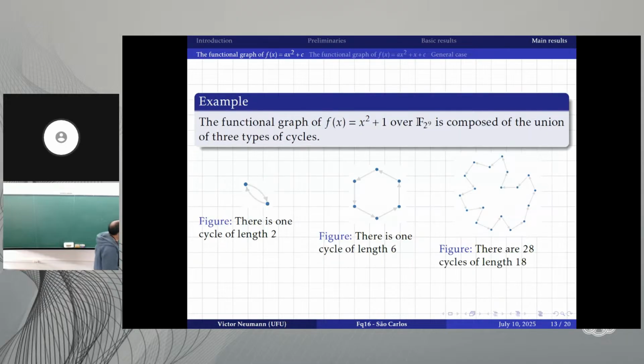For example, we want to know what is the graph of x over Fq9. We use the formula before, we get the number of cycles of this length.